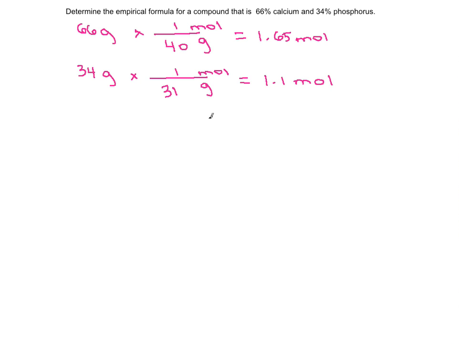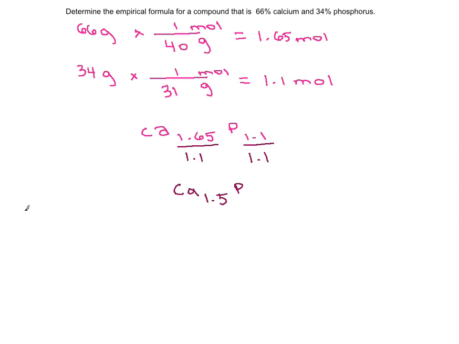Alright, so when I write this out, guys, I'm going to write Ca 1.65 and P 1.1. Now remember what I have to do, this looks absolutely nothing like what we've worked with before. Remember, your subscript always has to be a whole number. So what I have to do is then go in and divide my subscripts by the smallest subscript, sorry, which is 1.1 in this case. So when I take 1.65 and divide it by 1.1, what I get in this case is Ca 1.5 and P 1. Right?